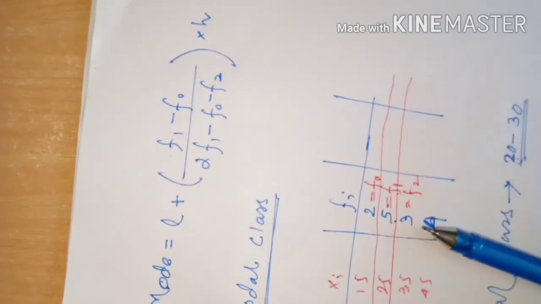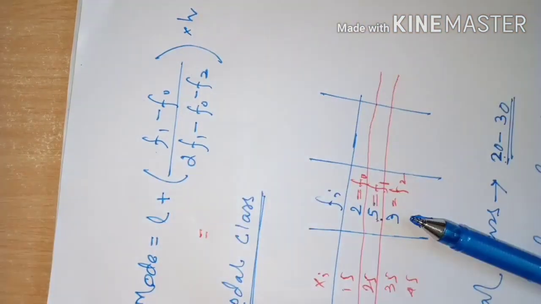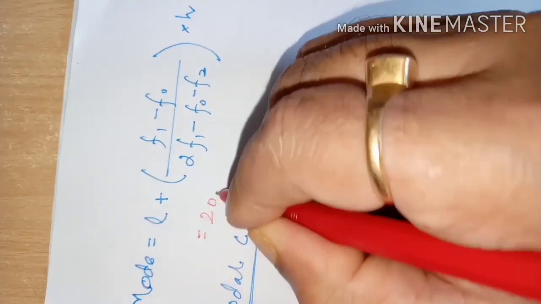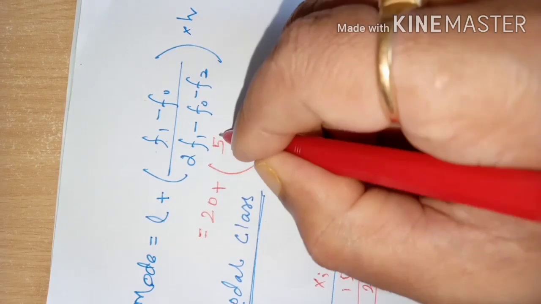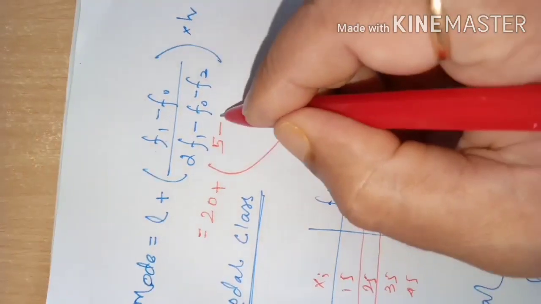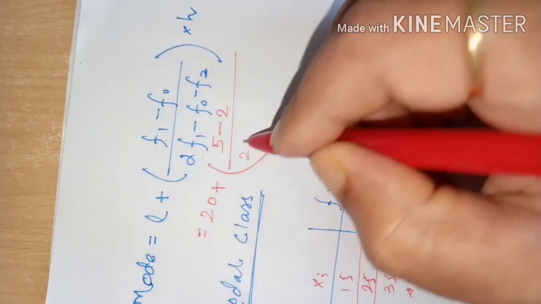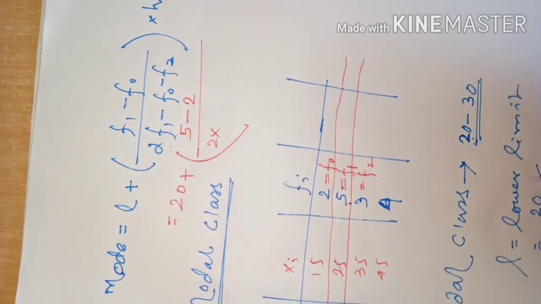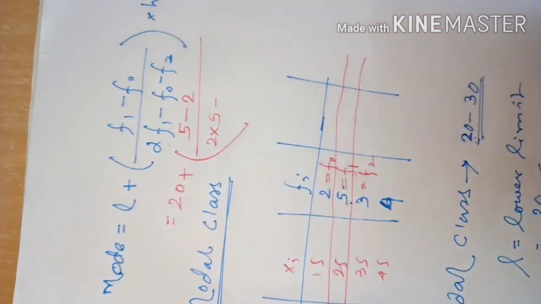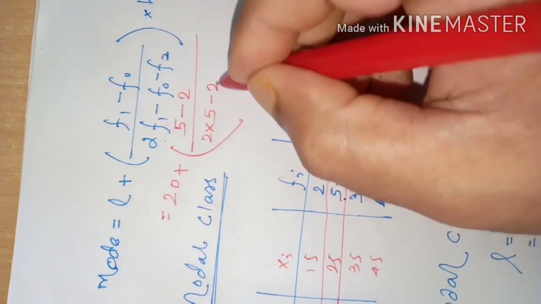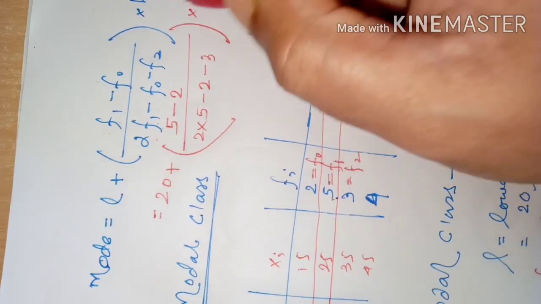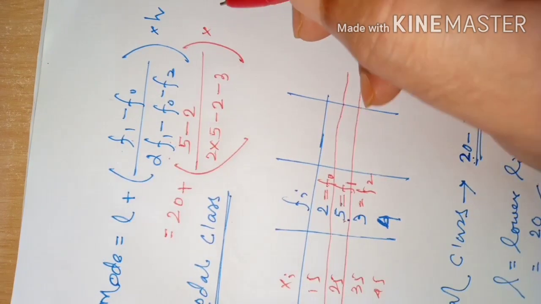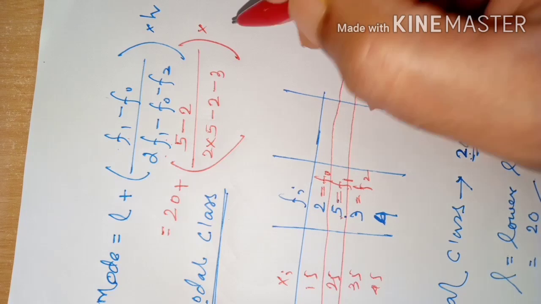In the formula that we have got here, in place of L, what shall we put? L is 20, plus bracket F1, F1 is 5, minus F0, before it what was there? 2. Divided by 2 times F1, 2 into 5, minus F0, F0 is 2, minus F2, F2 is 3, into H. H is the class size, that is 10.